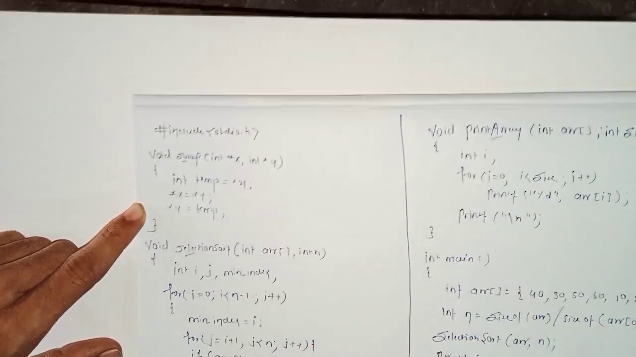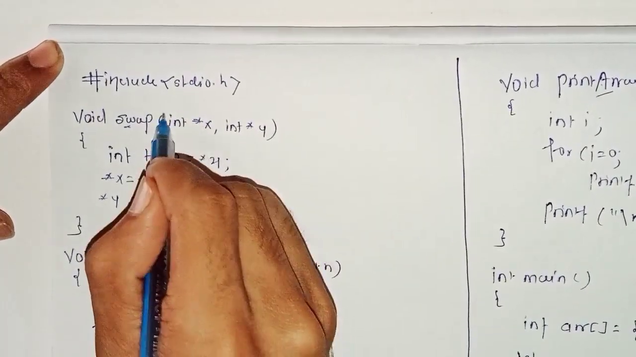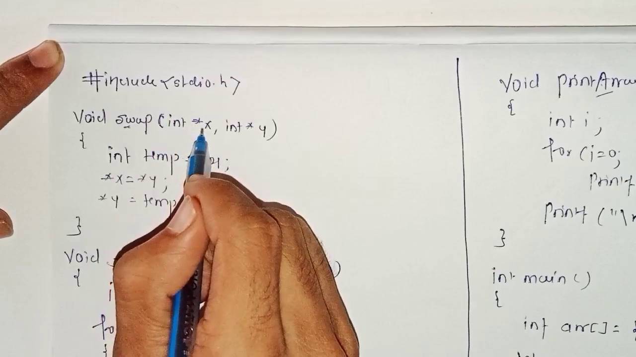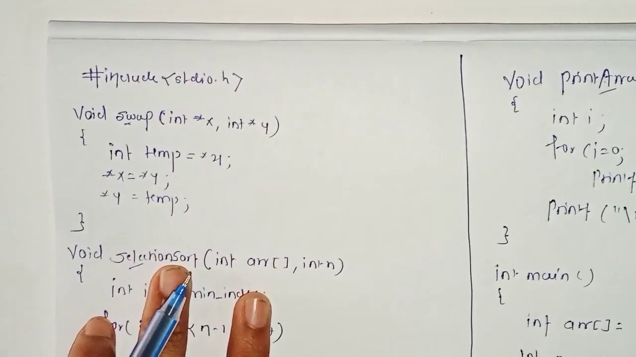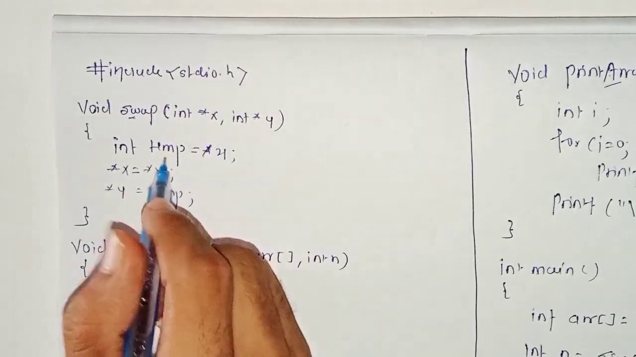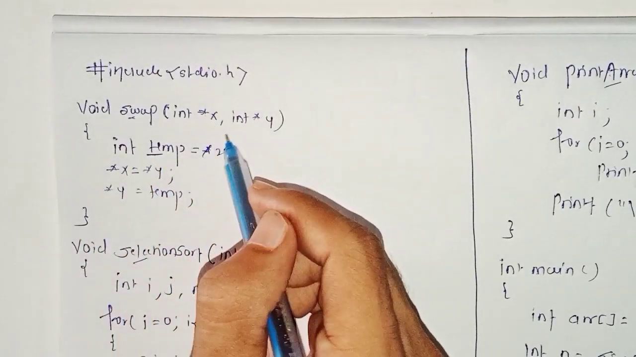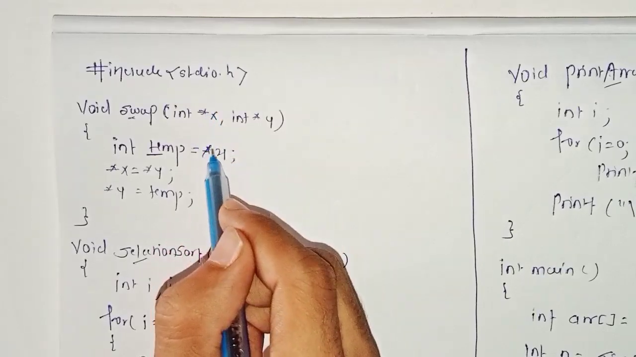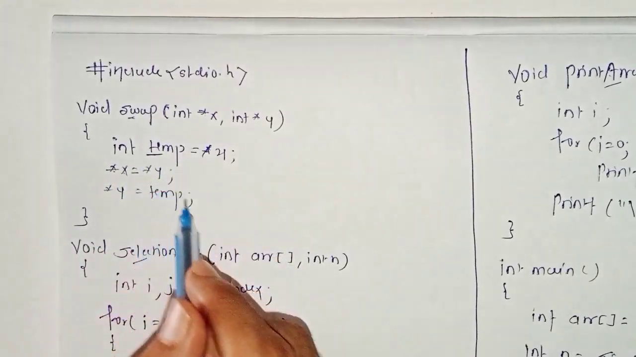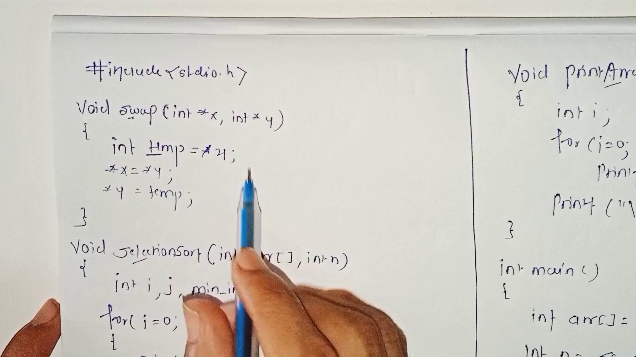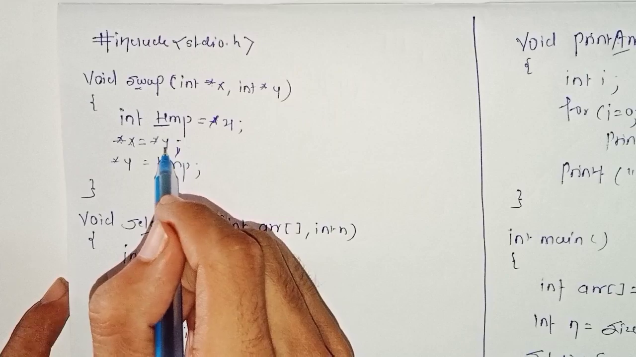So in this swap logic, in the arguments I have declared two pointers, the x and the y pointer. The swapping logic is very easy. I have declared a temp variable, and I have assigned the value of x to the temp variable. This is the swapping logic, which is very easy, and I don't think I have to cover it in this video. Still, I will cover it from my side.